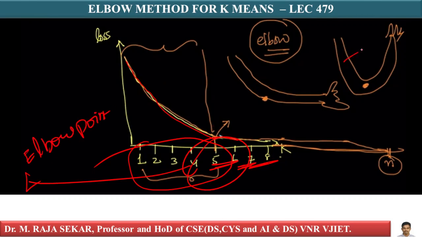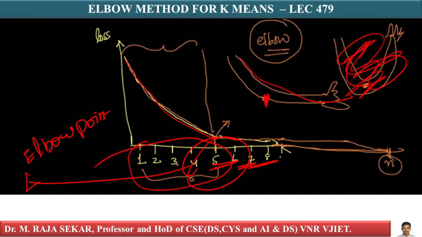Just see, this is the elbow point. This is the elbow, isn't it? You can consider this point. This point is very important. You can consider k equal to 5 as an elbow point.